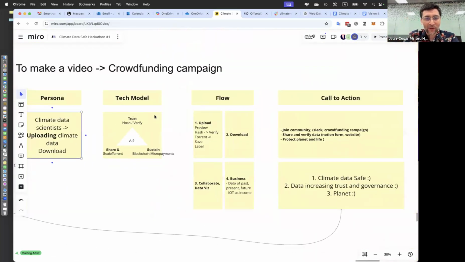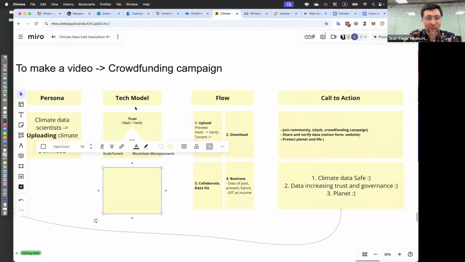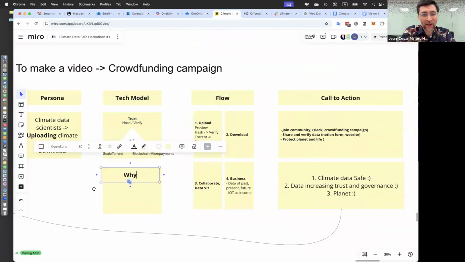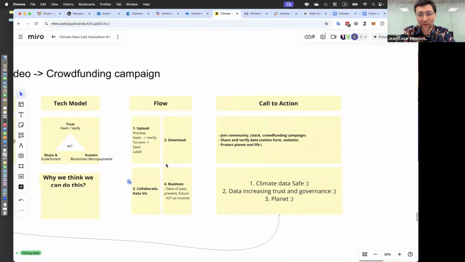Maybe this is like, why do we think we can do this? Well, because we're Safecast and we've been doing this for 13 years.